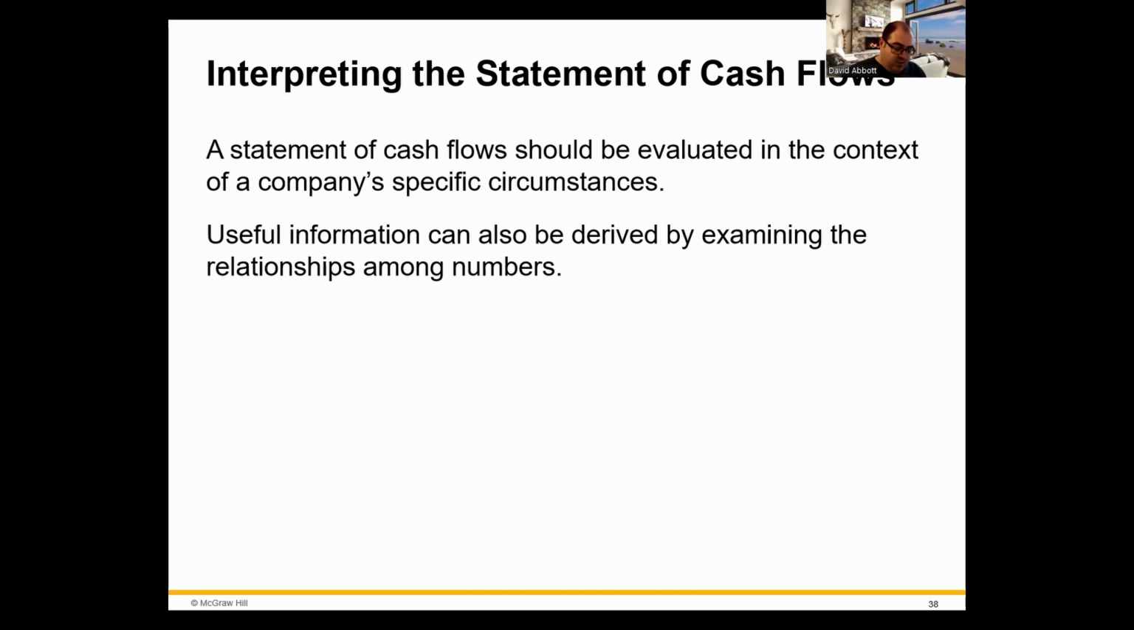Interpreting the statement of cash flows. Consider a company's specific circumstances. Startup companies often would have negative net cash provided by operating activities, large spikes in net cash used in investing activities, and net cash provided by financing activities. As startup companies mature, the net cash provided by operating activities should swing from a negative to a positive number. The net cash used for investing activities should decline somewhat and stabilize, and the net cash provided by financing activities should also decrease.